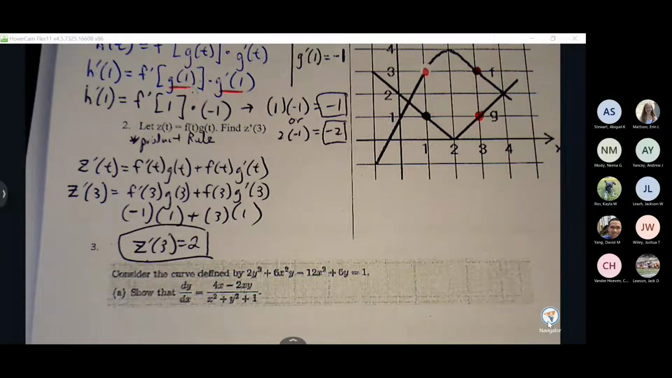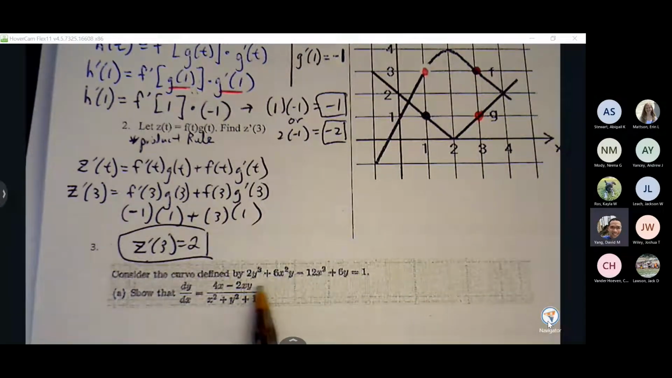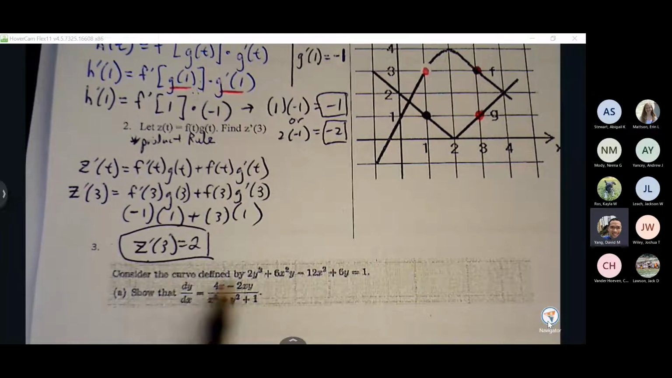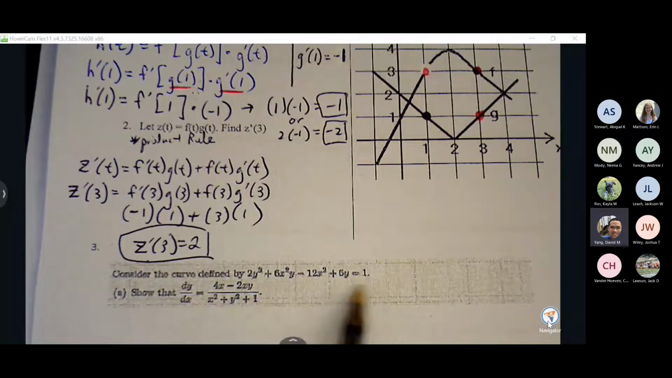All right, number 3. Consider the curve 2y cubed plus 6x squared y minus 12x squared plus 6y equals 1. Show that the derivative is this. So this is what the answer should be, but we're starting with this equation up here.